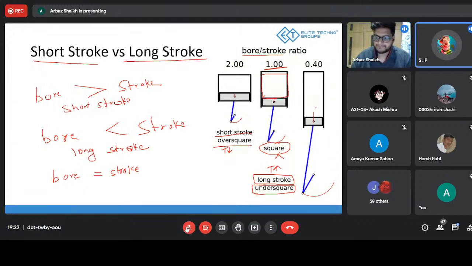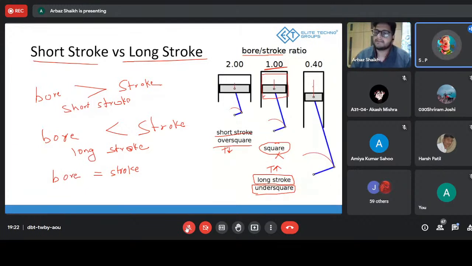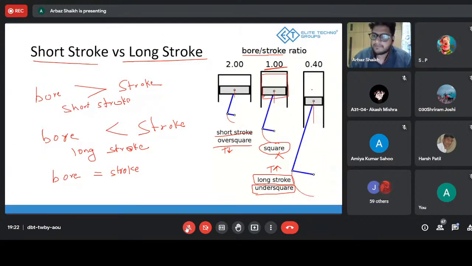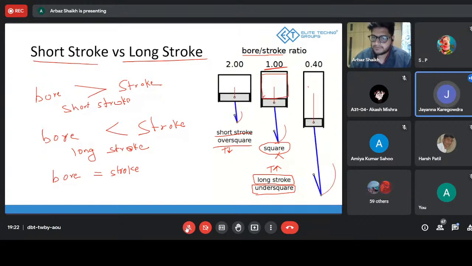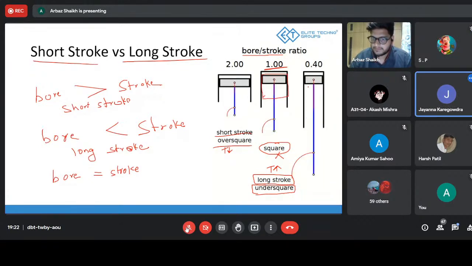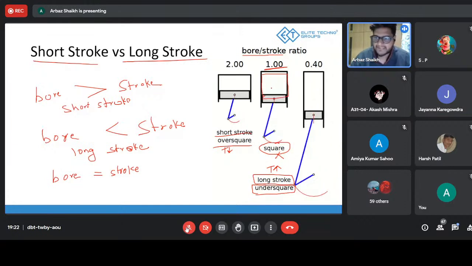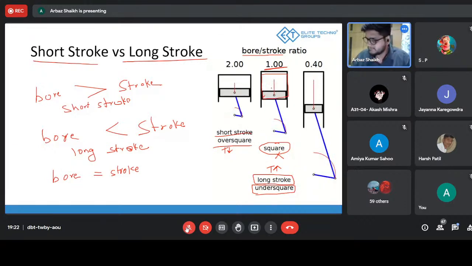Let me reframe the question. Short. It will be short stroke. Okay. So why does that happen? Could somebody give me an explanation quickly?